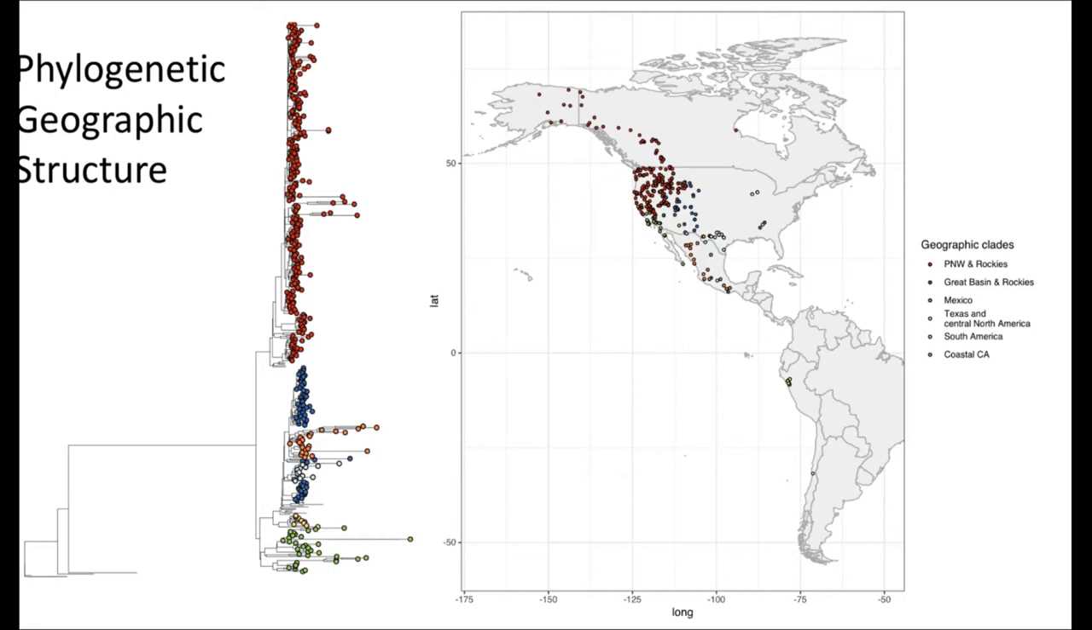And then the clade just above that is composed of multiple different smaller clades and multiple colors here. The dark blue corresponds to species that are found primarily in the central Southern Rocky Mountains and the Great Basin. The light blue points are those that are found in Texas. And then the orange ones are in Mexico and the yellow ones are in South America.